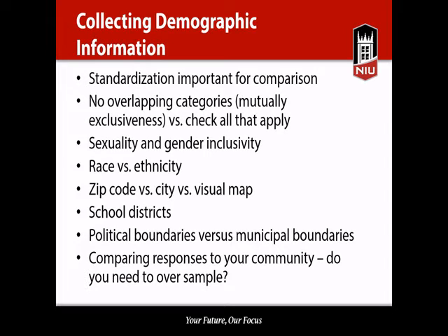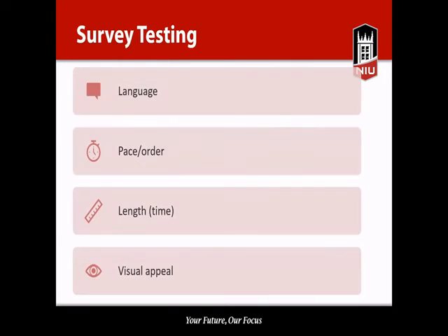And you want to collect this information because ultimately you want to make sure that the responses are in line with your overall community, and do you need to oversample in some areas? So when you put that survey together, really think about language. Food insecure, for example, is not necessarily common language. So what does that mean?